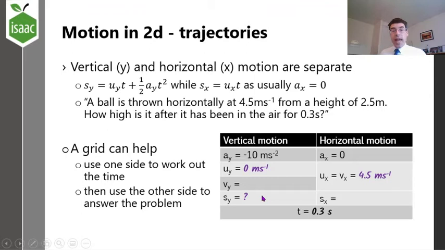So we use effectively this equation here, where s is, if you like, the distance by which it has moved up or down. uy, as we see there, is 0. ay is negative 10. t is 0.3. You put this in and it'll come out negative, and it'll tell you how much the height has dropped.